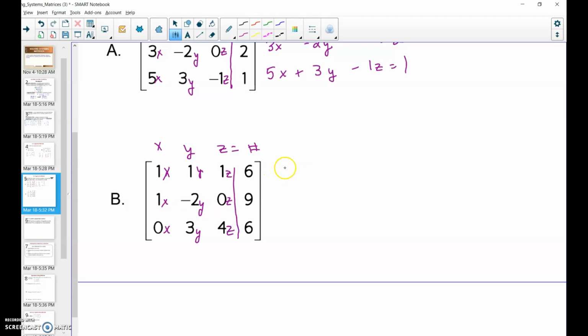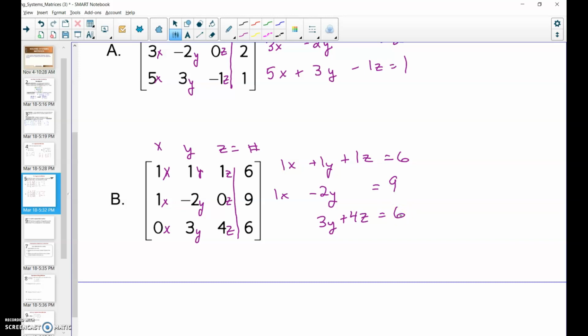And then I need to write my equations. 1x plus 1y plus 1z equals 6. 1x minus 2y, 0z, I don't need to include that, equals 9. 0x, I don't need to include that. 3y plus 4z equals 6. And that's your system of equations.